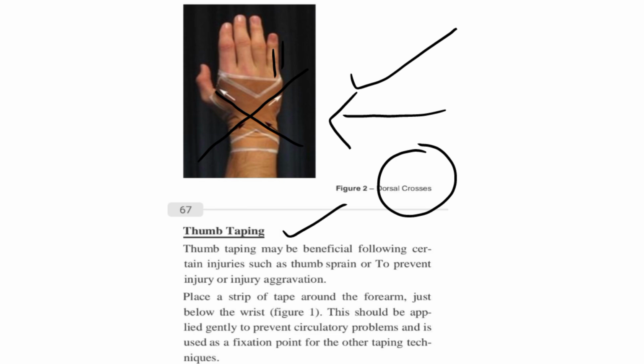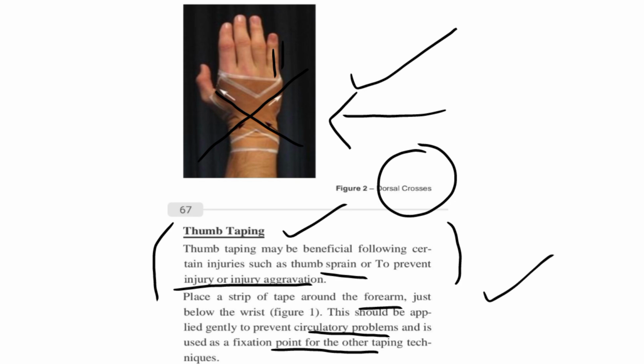Thumb taping is beneficial in case of thumb sprain or to prevent any kind of injury. All indications and contraindications are the same in case of taping. Place a strip of tape around the forearm just below the wrist. This should be applied gently to prevent circulatory problems and used as a fixation point for other taping techniques.